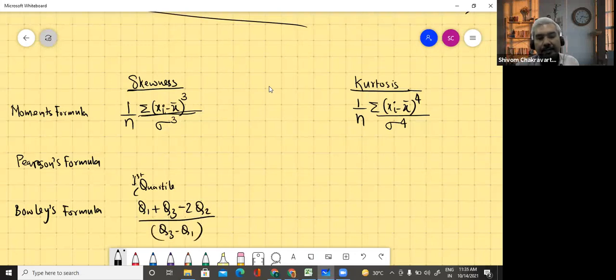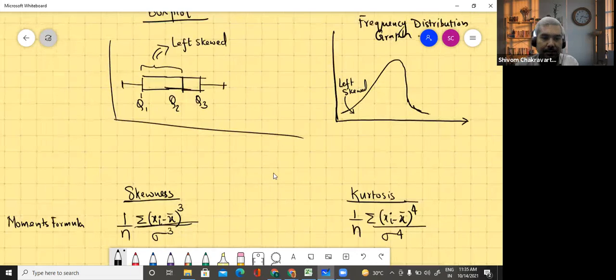Q3 minus Q1 is also called the interquartile range. Q3 minus Q1 is this distance. This distance, Q3 minus Q1, is the IQR, the interquartile range.